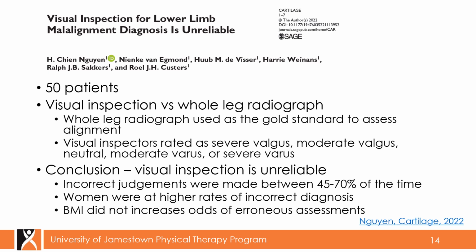And the conclusion showed that visual inspection is unreliable. Incorrect judgments from clinicians were made between 45 and 70% of the time. Women were at higher rates of incorrect diagnosis, and BMI, surprisingly to me actually, did not increase odds of an erroneous assessment. You might hear in the clinic oftentimes observation becomes more difficult if there's a lot of adipose tissue, and this study found that there was no increased risk of erroneous assessments based on BMI.